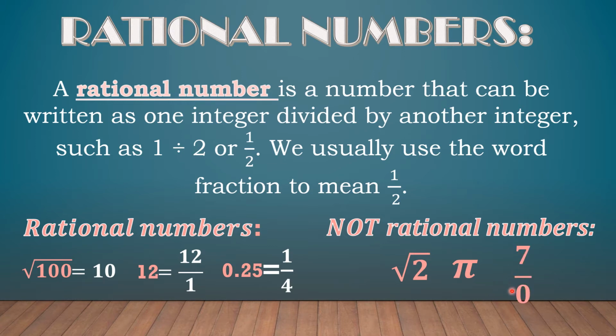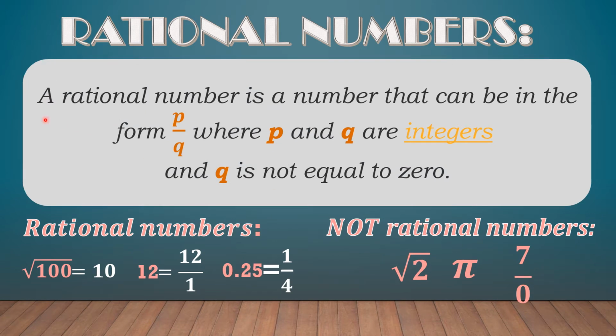Then look at 7 over 0. Bakit kaya hindi ito rational number? Very good. The reason why 7 over 0 is not a rational number is because of its denominator. So as you can see, the denominator of 7 over 0 is 0, which makes this number undefined. Remember, any number divided by 0 except 0 is undefined.